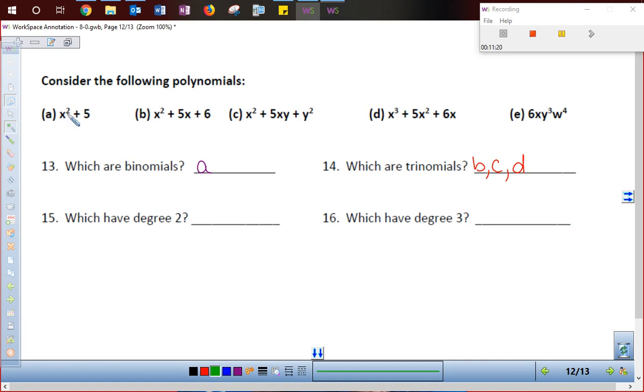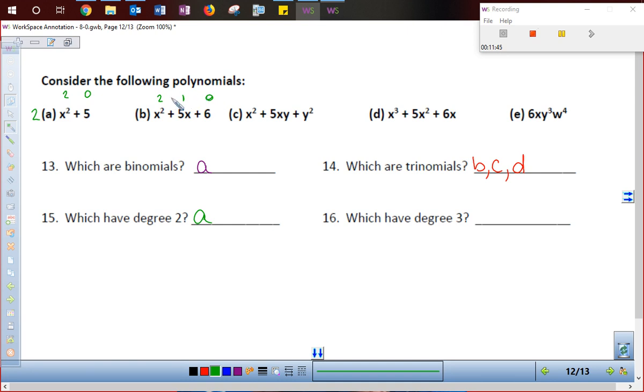So if I were to look at part A, x squared has a degree of 2 and 5 has a degree of 0. Now the biggest of those degrees is 2. That means part A has a degree of 2. Now part B, x squared has a degree of 2, 5x has a degree of 1, and 6 has a degree of 0.